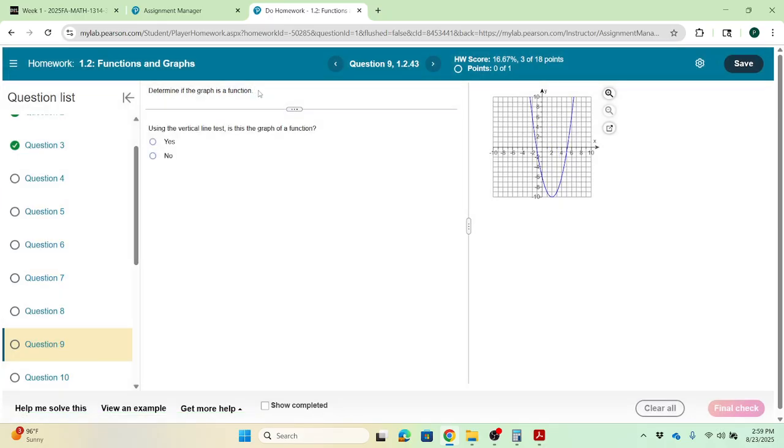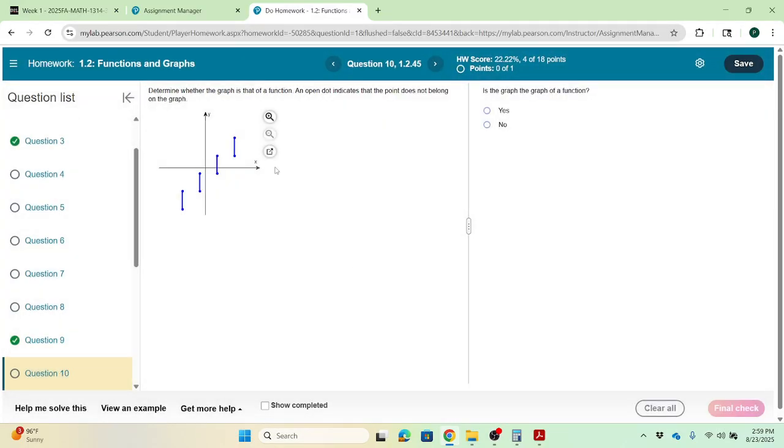Determine if the graph is a function. Let's say this is the graph. Is this a graph of a function? When we scan from left to right, no matter how many vertical lines you draw, no vertical line crosses this graph more than once. So yes, this is the graph of a function.